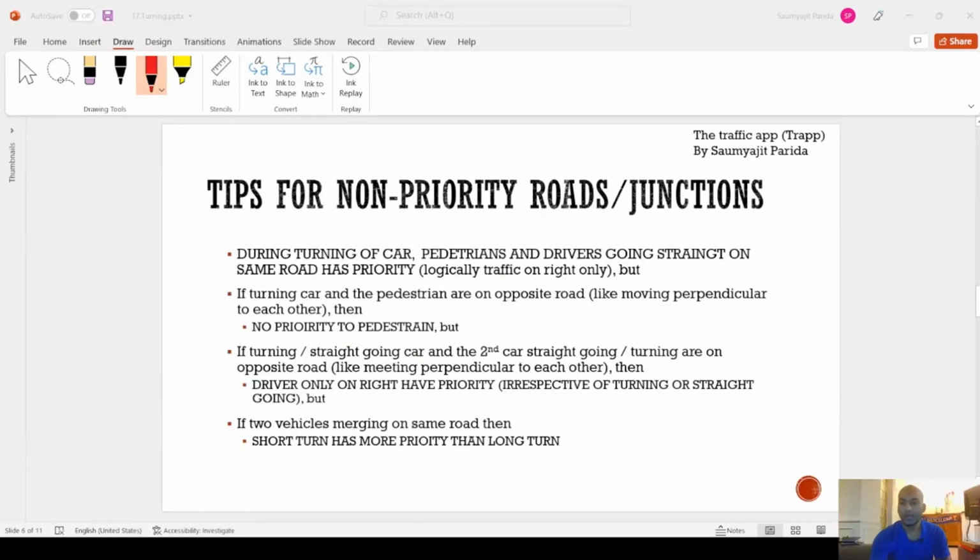Okay, starting with the tips for non-priority roads or junctions. This part is very important because one can expect 2 or 3 questions from this section.